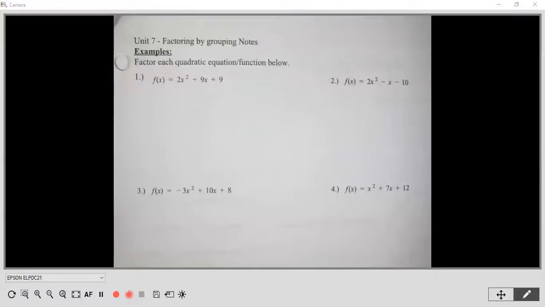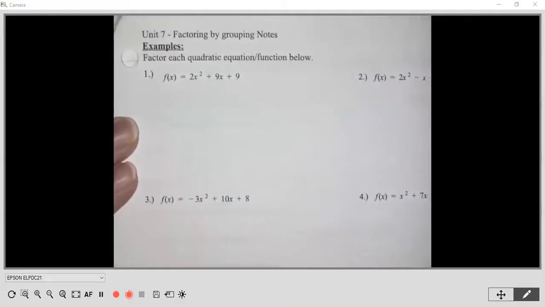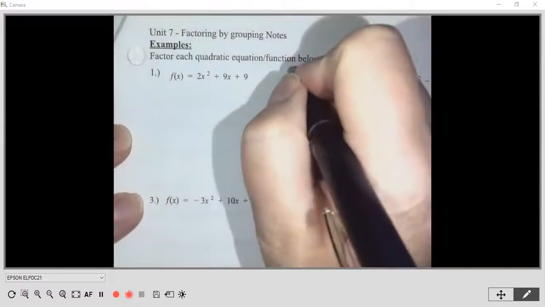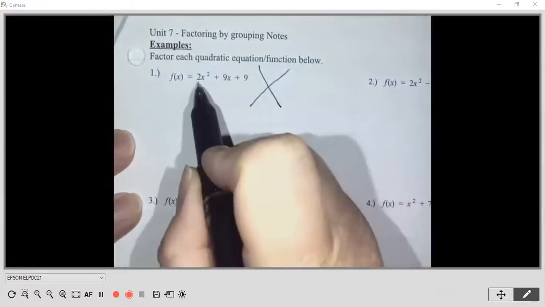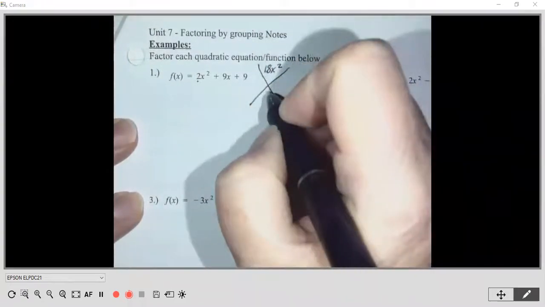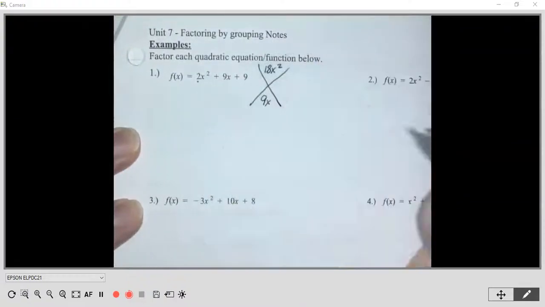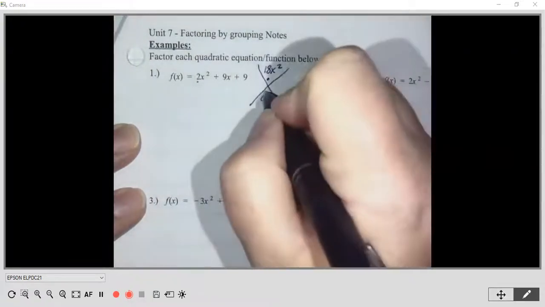Okay, so on the back page of the notes, factor each quadratic equation or function below. So let's take a look at number 1. f of x equals 2x squared plus 9x plus 9. So we want to make our x. And in the top, we're going to put the a times the c. So 2x squared times 9 is 18x squared. And in the bottom of the x, we want to put our middle term. That's the positive 9x. And we want to look for which two terms multiply together to give us 18x squared and add together to give us 9x.